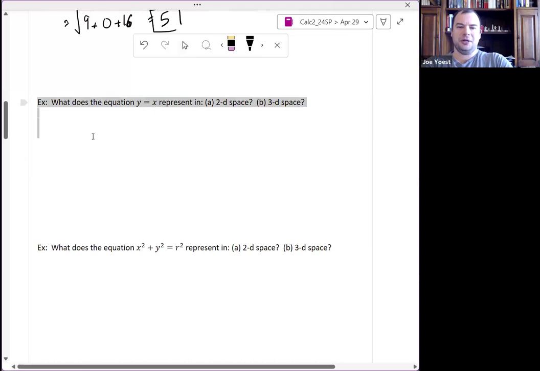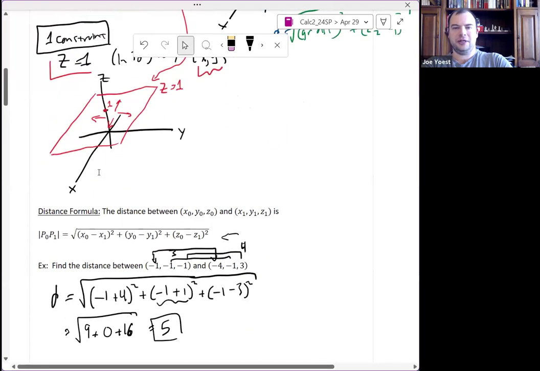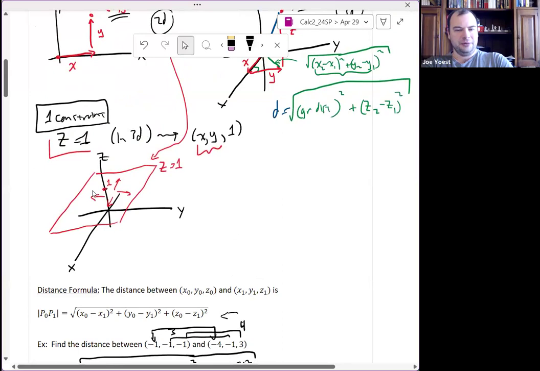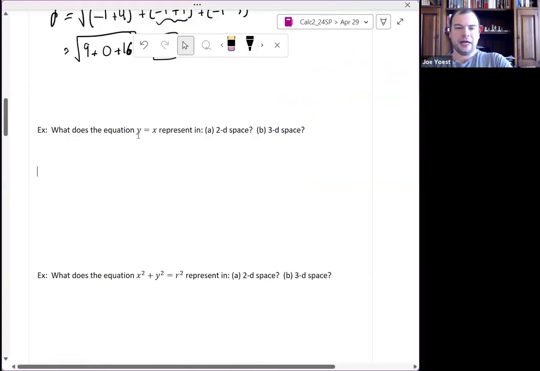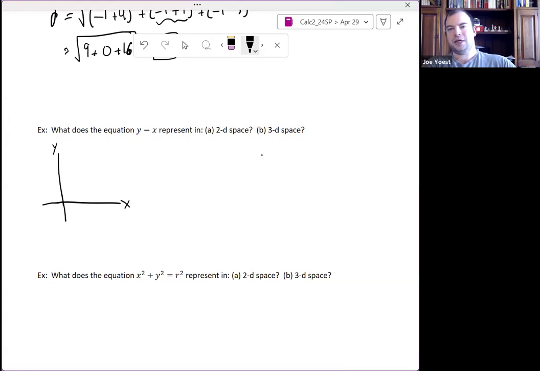Let's think about these next couple examples. These are related to this degrees of freedom and constraints idea up here. So here I have an equation, y equals x. Let's consider what it represents in a 2D space versus a 3D space. So in a 2D space, x and y, I just know from experience that y equals x is this line.